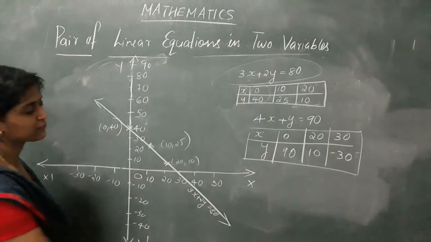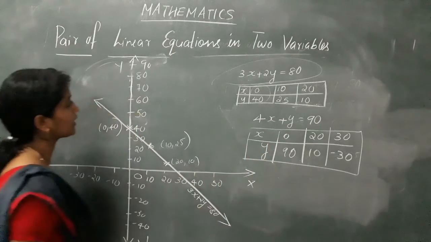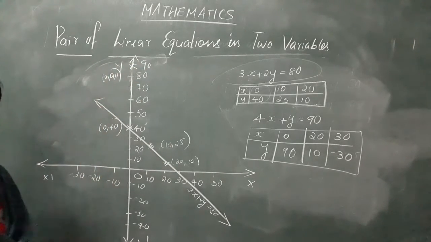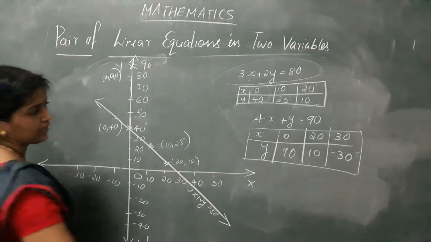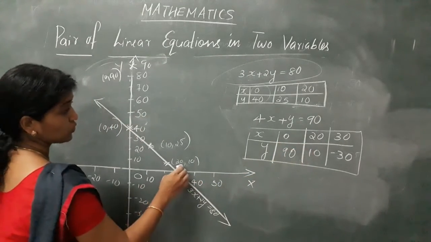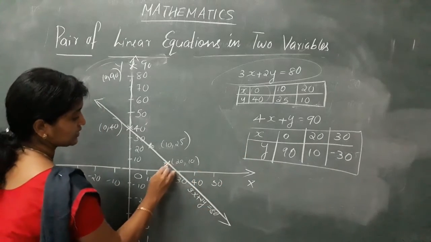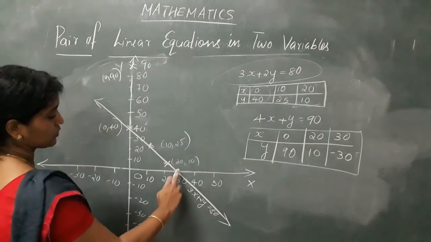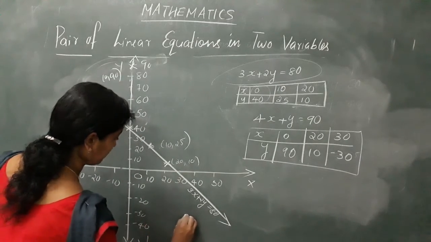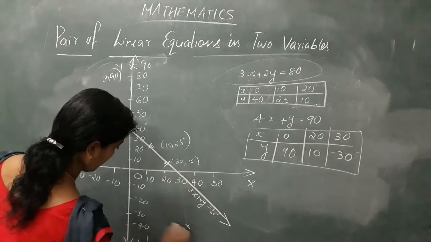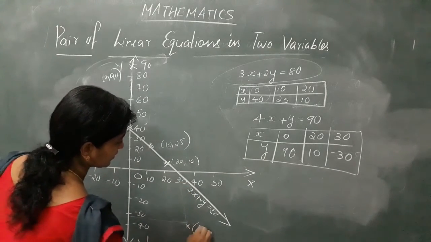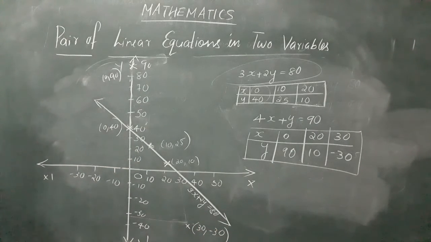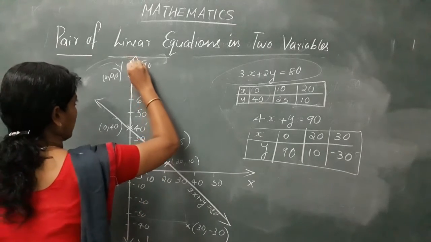Next, we have to draw the graph of 4x plus y equal to 90. So we are going to plot the points. First point, when x is 0, we are getting y as 90. This is the point (0, 90). All this we studied last time, how to plot the points. And next one, (20, 10). This is the point (20, 10). Next one is (30, minus 30). So (30, minus 30) means here. We are going to join the points this way.